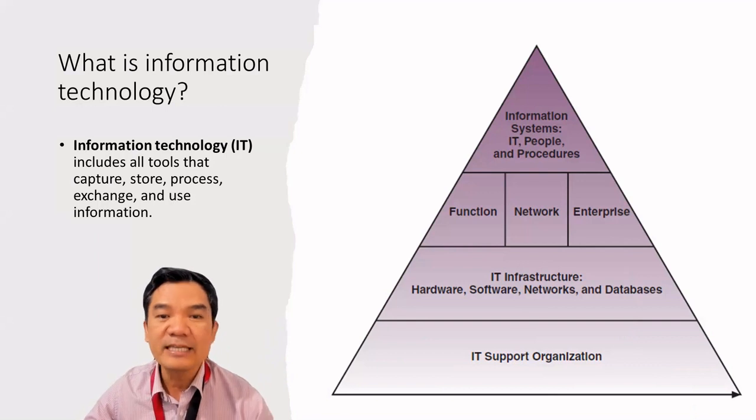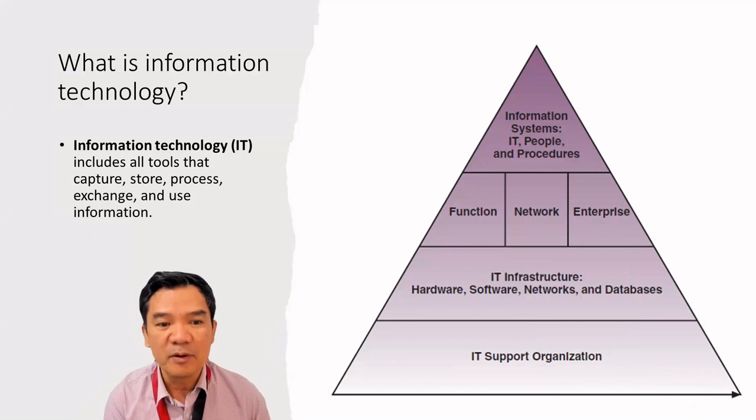So what is information technology from the perspective of this course? Information technology includes all tools that capture, store, process, exchange, and use information. So it's clear that we are encompassing resources within the organization, and it might include not only ICT, but also other connected components or elements associated with our perspective on information technology.